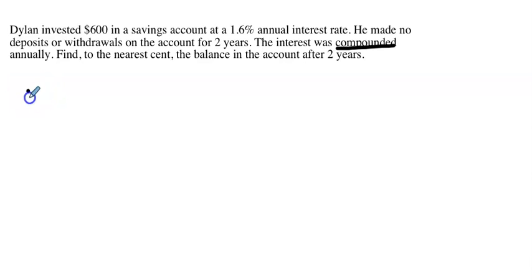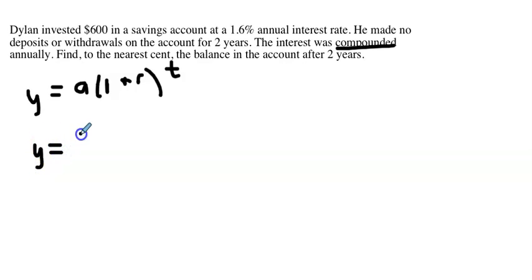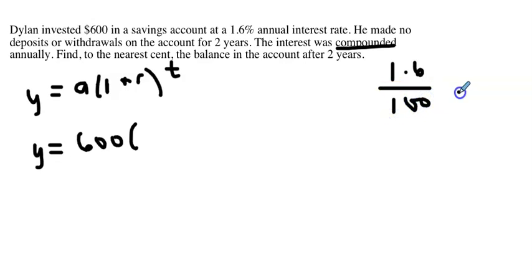So I'm going to use that same formula. y equals a times (1 plus r) to the t. So in this situation, he invested 600. So this would be our starting amount. So we know that we started with $600. And then the rate is 1.6%. So I have 1.6%. Percent means out of 100, so I'm going to divide by 100. And I get 0.016.